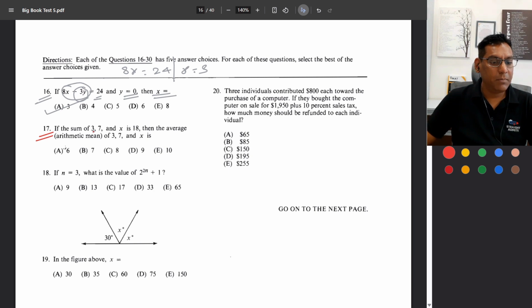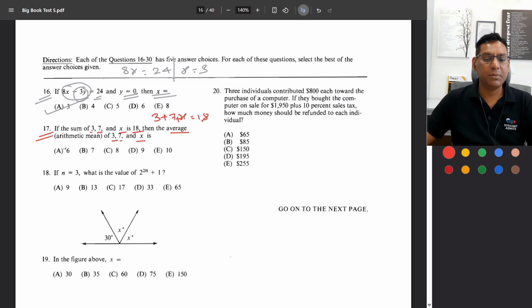17. If the sum of 3, 7, x is 18. Okay, so 3 plus 7 plus x is 18. Then the average of 3, 7 and x is going to be 3 plus 7 plus x divided by 3. That means 18 divided by 3. Average is going to be 6.